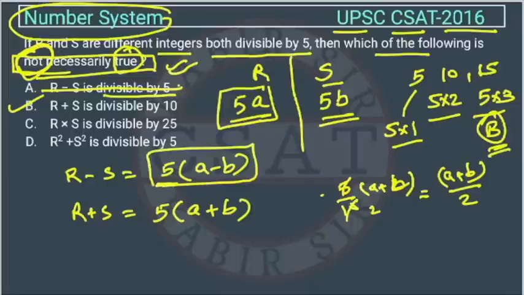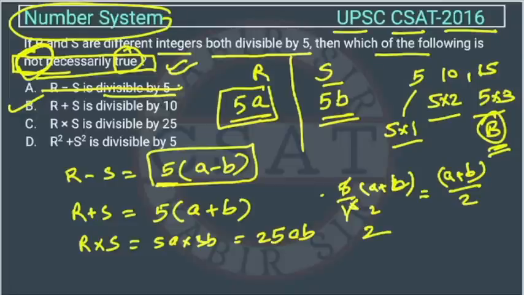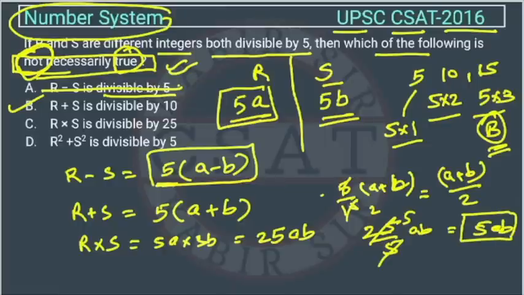Okay, let's check the other options. C, R into S. So R into S will be 5a into 5b, right? So this will be 25ab. So is this number divisible by 5 or not? Yes, this is divisible by 5. If we divide it by 5, we will get 5ab. So this is divisible by 5, right? So this is correct, but we don't need the correct one here, right?